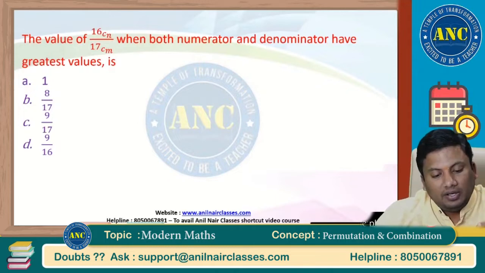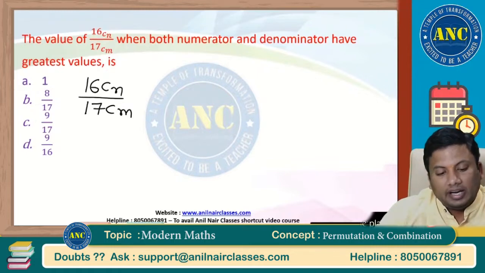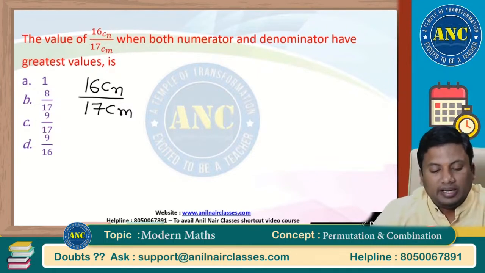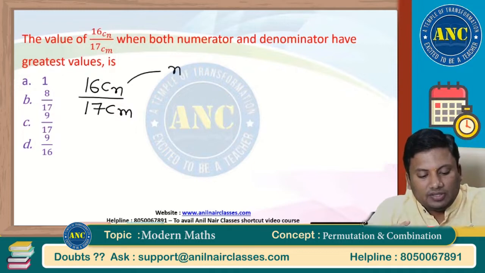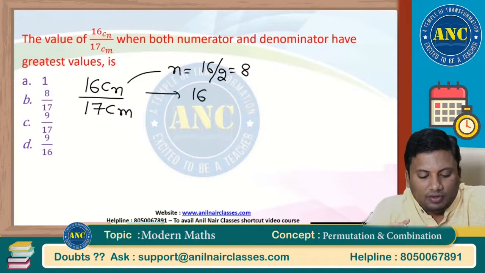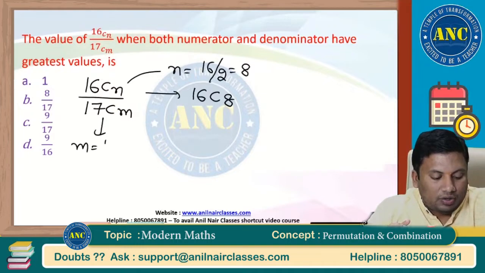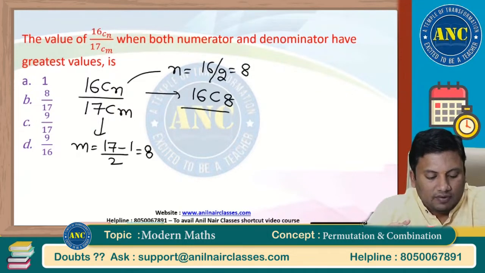16cn divided by 17cm. When numerator and denominator both have the greatest value, when will it be greatest? When n is equivalent to r by 2. So n is nothing but 8. This value is 16c8. When r is equivalent to (n minus 1) by 2 or (n plus 1) by 2, which is 16 by 2, it is 8, which is nothing but 17c8.